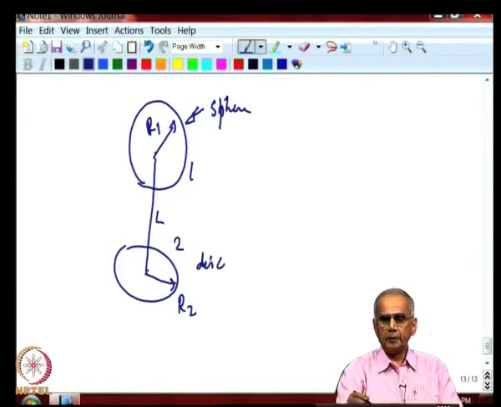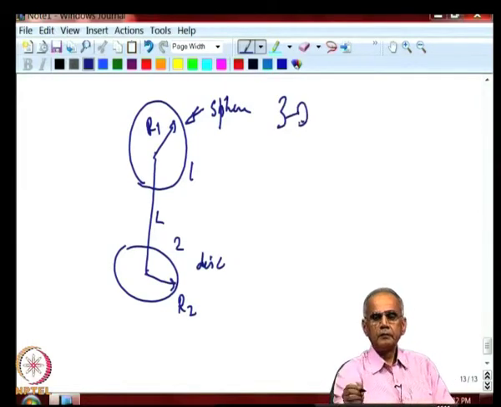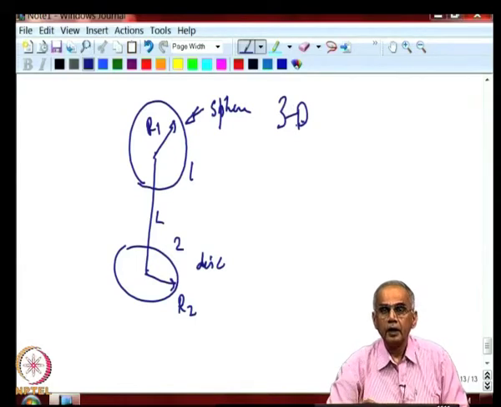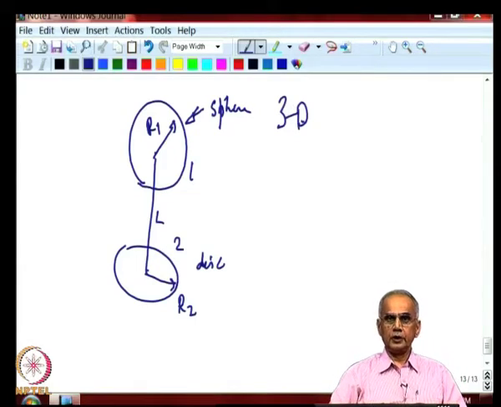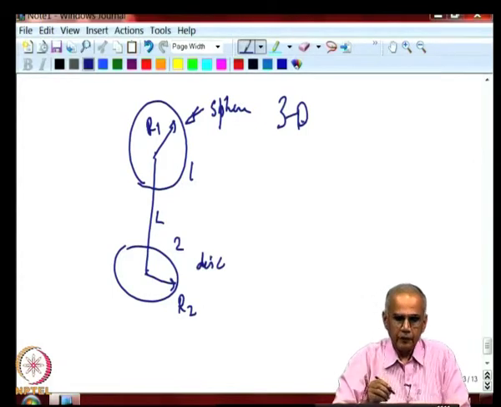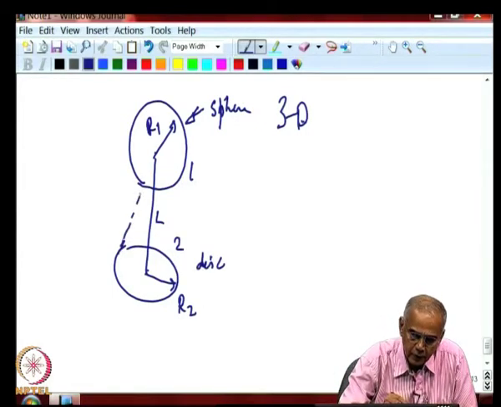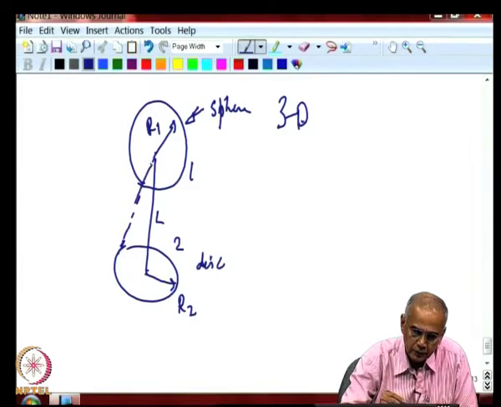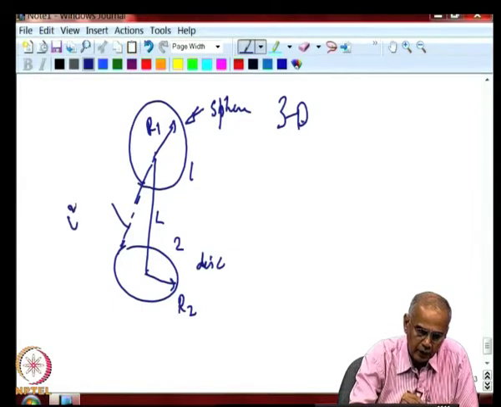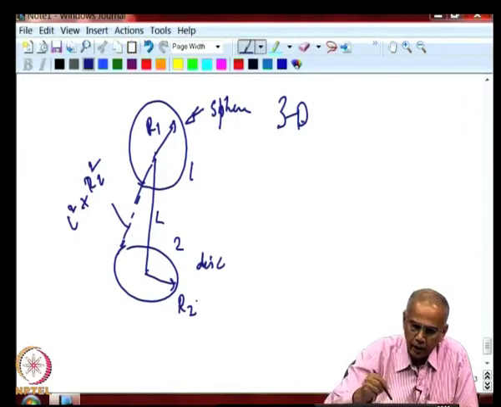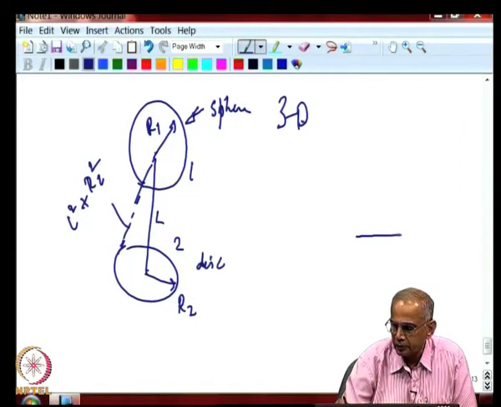Now, this problem is 3 dimensional, and hence you cannot use the ideas of the Hottel crossed string method here. It is a 3D problem, but you can appeal to symmetry. If you take this distance, which is nothing but the square root of L squared plus R2 squared, and draw, let me draw it in a simple way.